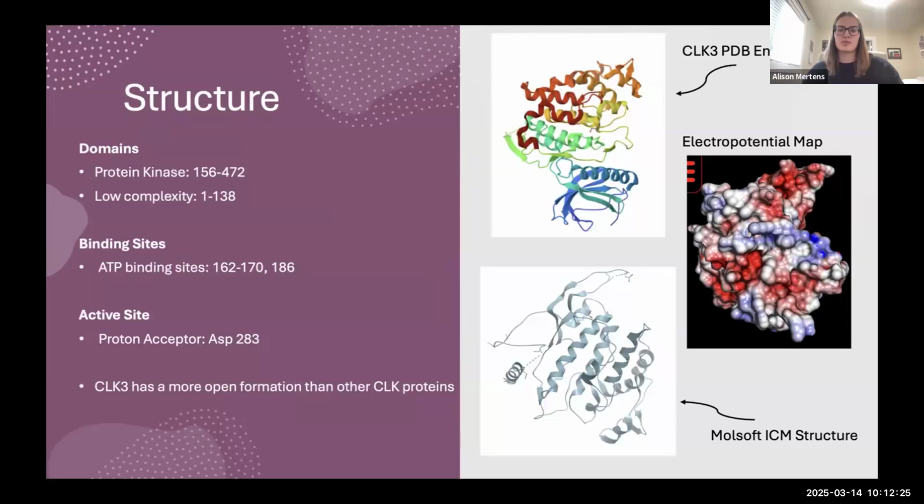CLK3 includes a protein kinase domain, as well as a low complexity domain at the N-terminus end of the protein. 2 ATP binding sites and an active site at aspartate 283 have also been characterized for CLK3. There are many confirmed structures for CLK3 in the protein database, including the crystal structure shown here. What differentiates the CLK protein family from other kinases acting on SR proteins are features in the C-terminal domain, such as unique motifs and insertions. Although all CLK proteins have very high structural similarity.